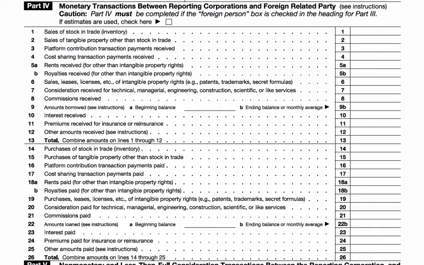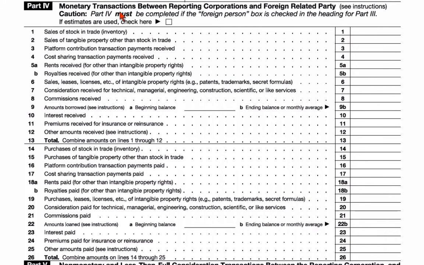Reportable transactions include transactions that are taken into account in computing taxable income of the reportable corporation and also amounts loaned or borrowed between the reportable corporation and related parties. Neither dividends paid by the reporting corporation nor equity contributions into the reporting corporation are reportable transactions.